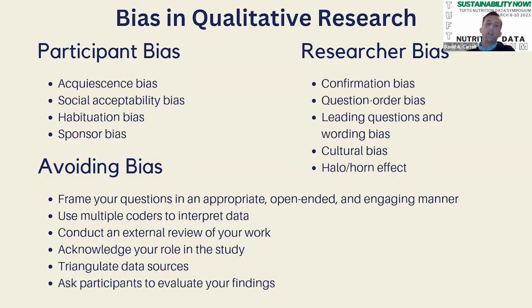Social acceptability bias, respondents will give the answer that makes them look best in front of their peers or in front of you as the researcher, and give the answer that is the most socially acceptable. Habituation bias, if you're asking similarly structured questions in short succession, the respondents might get used to the structure of the questions and their answers might be distorted by that. Sponsor bias is when they know who sponsored the study and they have an opinion about the sponsor, either a positive or negative opinion, and that affects the way they answer the questions.